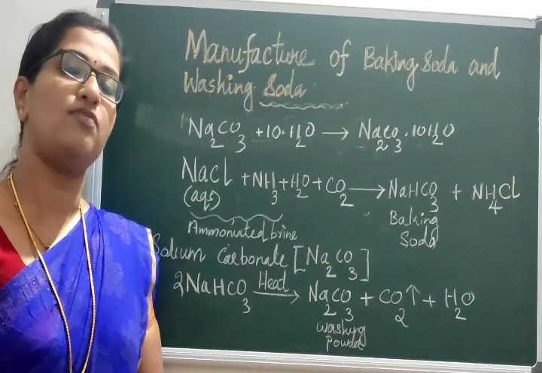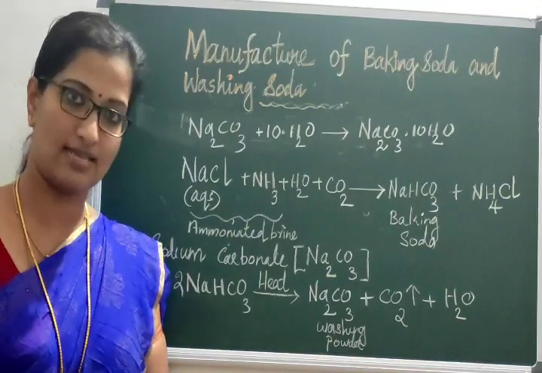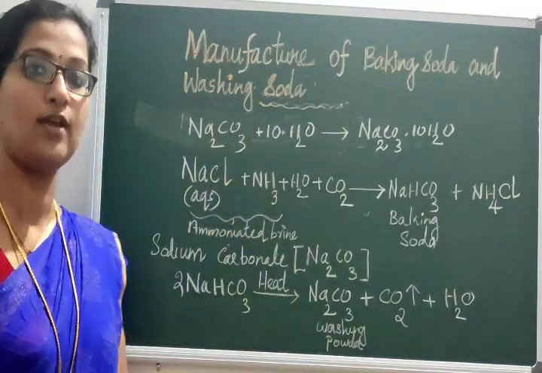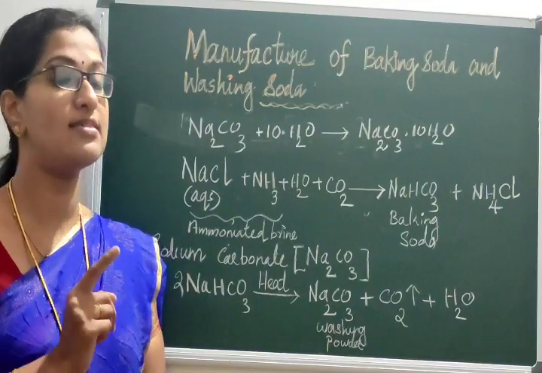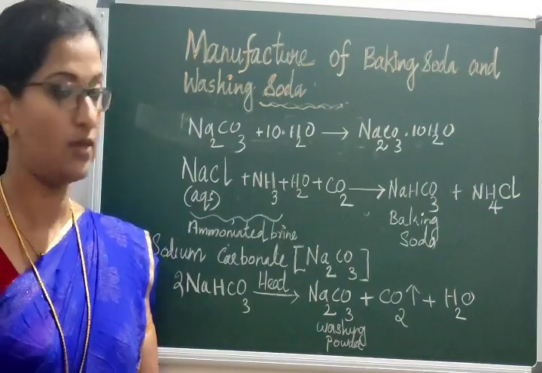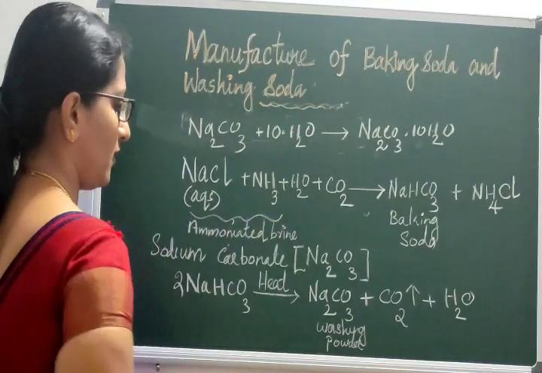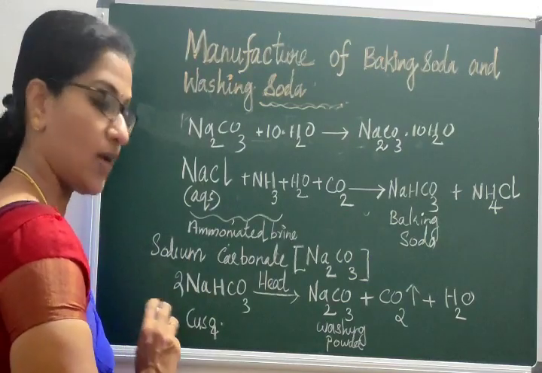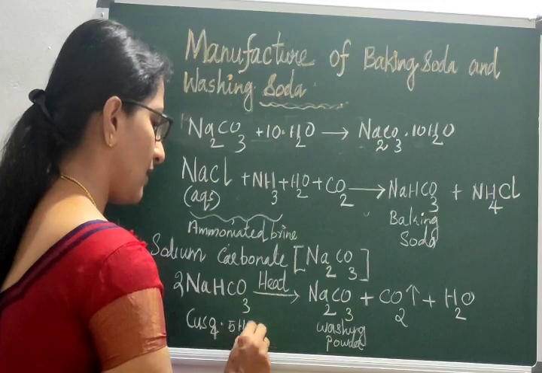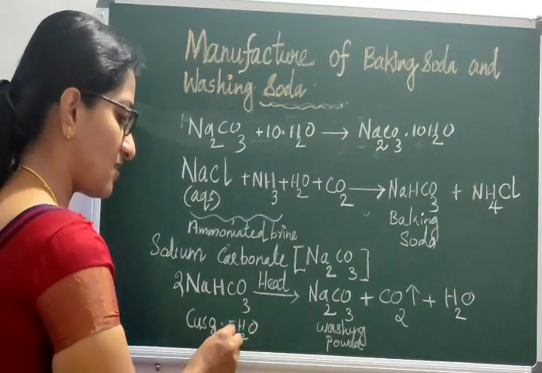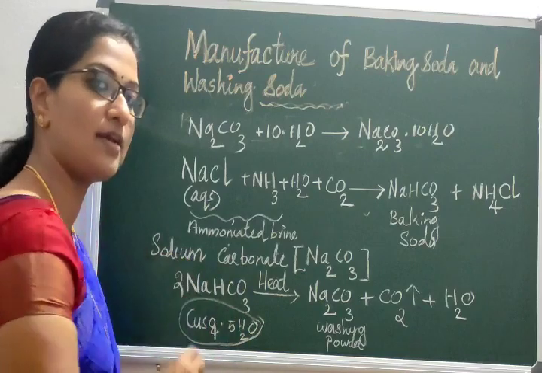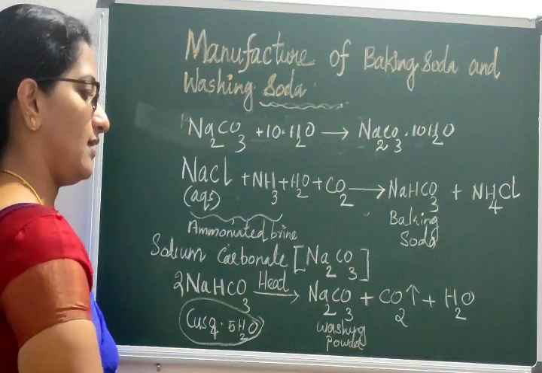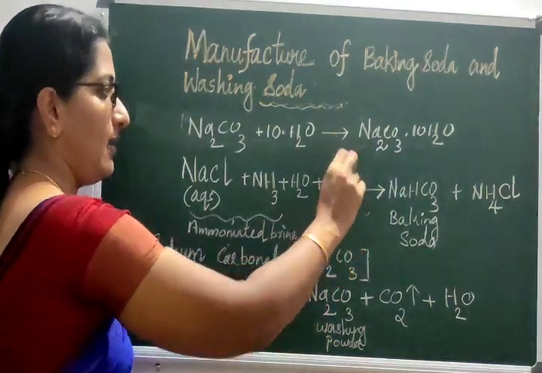So I will tell you the definition of water of crystallization. Water of crystallization is the number of water molecules which is attached to a single unit of a compound. Suppose you take copper sulfate. Copper sulfate is blue in color because 5 molecules of water are attached. The water of crystallization is 5. So the color of copper sulfate is blue since water molecules are present. I hope you understand the preparation of washing soda and baking soda.